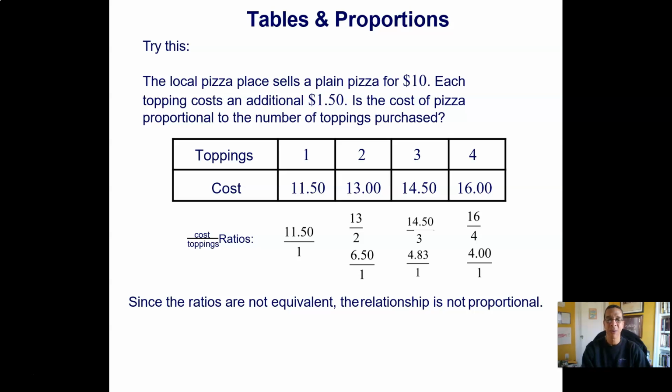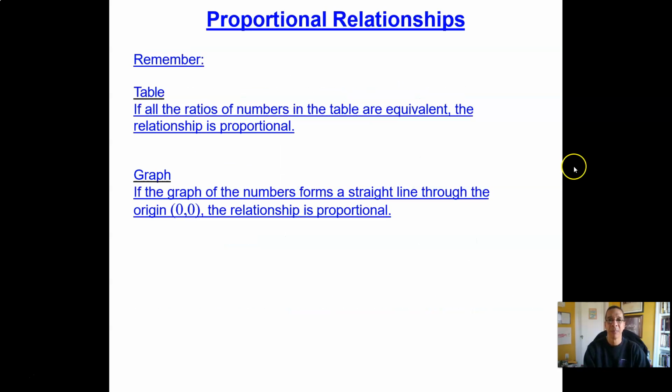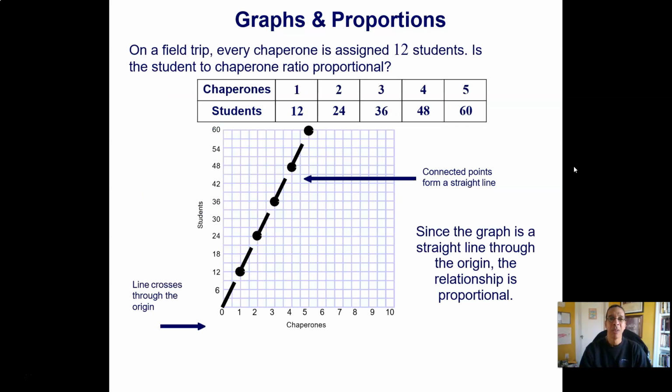So let's take a look at graphs. Okay, so when we're taking a look at graphs, remember, it forms a straight line on the graph and it goes through the origin 0, 0. That's how we know it is proportional. So let's take a look. All right, on a field trip, every chaperone, once again, 1 to 12. Let's check it out on a graph.